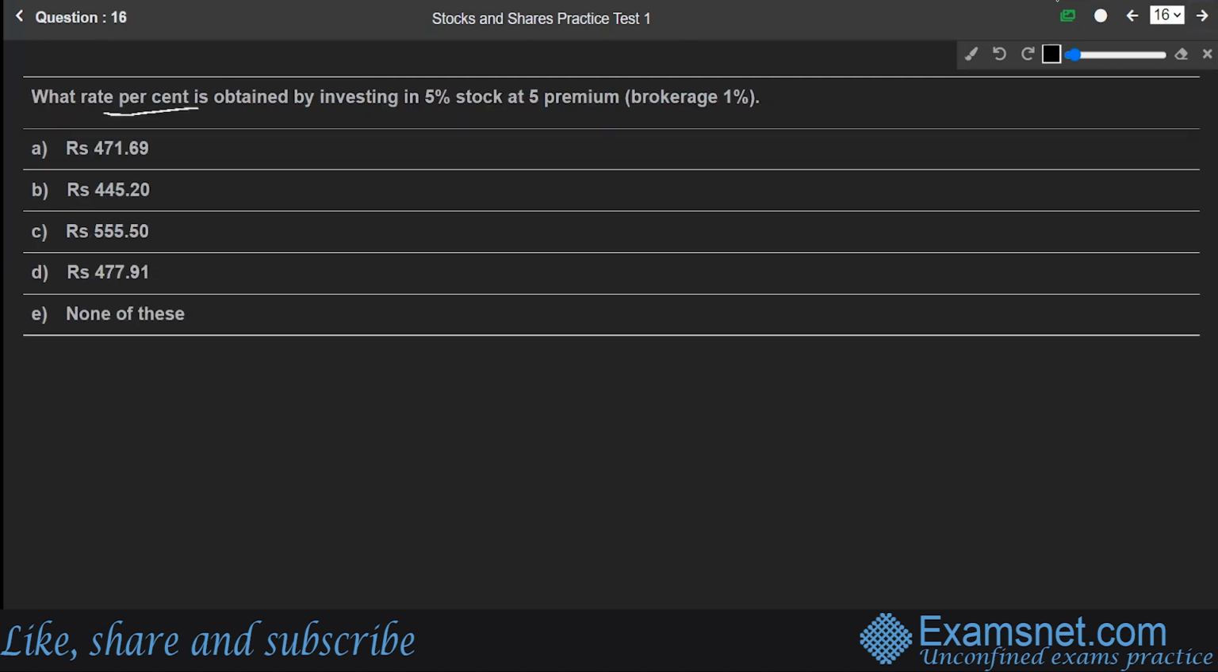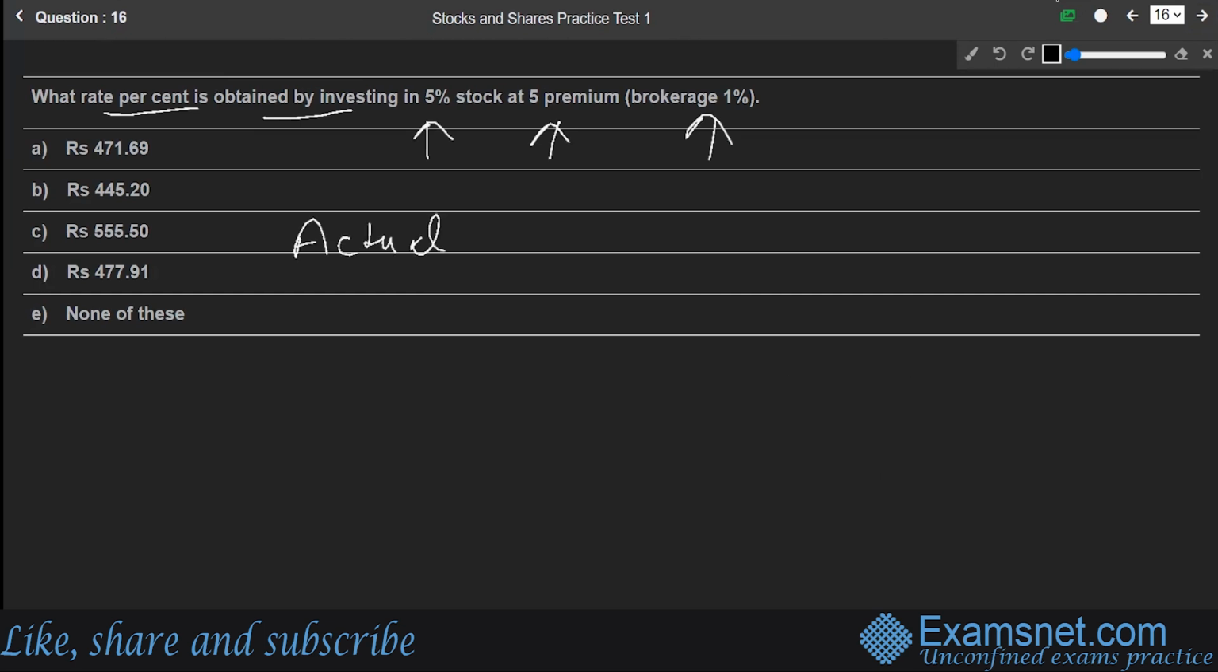Now, what rate percent is obtained by investing in 5% stock at 5 premium, brokerage 1%? Clearly we have a formula for this also. Brokerage of 1% means that the brokerage is to be given to the broker. 5 premium means the stock is available at 5 rupees more over a face value of 100. 5% stock is the dividend percentage. So let us use the formula directly.